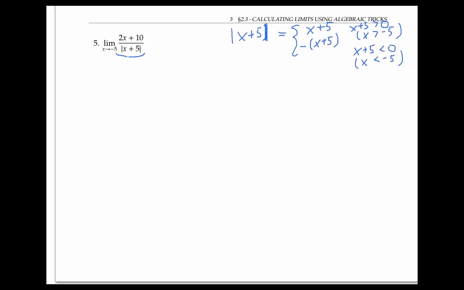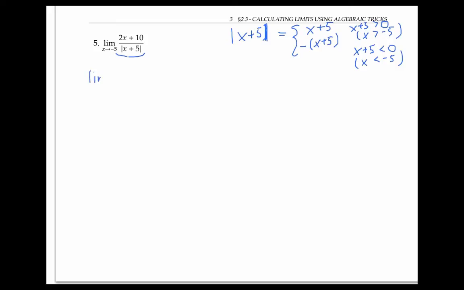Last example here, another 0 over 0 indeterminate form. Anytime I see an absolute value, I'm going to want to take cases, because the absolute value of x plus 5 naturally falls into cases. If x plus 5 is greater than 0, in other words, x is greater than negative 5, then the absolute value of this positive number is just itself. On the other hand, if x plus 5 is less than 0, in other words, x is less than negative 5, then the absolute value of a negative number is its opposite. And we make the expression x plus 5 turn into its opposite by putting a negative sign in front.